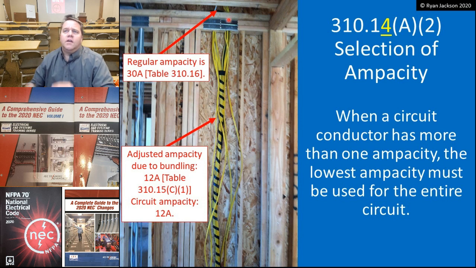So up here where they start to fan out, I've got my normal ampacity, and that would be 30 amps. Now I know you can only put 20 amps on this wire, and you know, I get that, but the ampacity is the 90-degree ampacity, and that's 30 amps. Now down here, these are bundled or installed without maintaining spacing, so I had to do an ampacity adjustment, and these conductors are only good for 12 amps now. What this rule says, again, is if a circuit conductor has more than one ampacity, the lowest ampacity has to be used for the entire circuit. So we're going to have to call this entire circuit a 12 amp conductor.